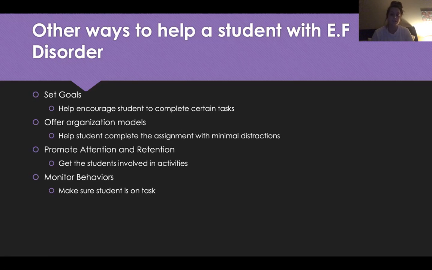So offer organization models. In the paper, it talks about how students with EF disorder can often get really distracted at times. So it's important to try to navigate the student away from being distracted. They said not to isolate students or put them by a door or a window where they can get distracted while looking at assignments. Rather than that, put the student next to a couple other students completing the same activity, where they can model the student.